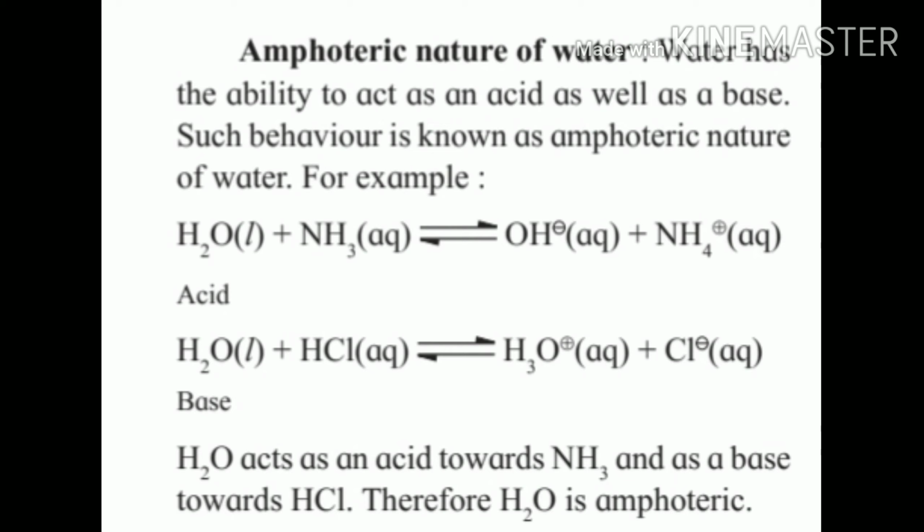Next topic is the amphoteric nature of water. The word amphoteric means dual nature. So water exhibits dual nature. Now in what terms do I mean this? Water has the ability to act as an acid as well as a base. So because water is acting as an acid as well as a base, water is said to have amphoteric nature.